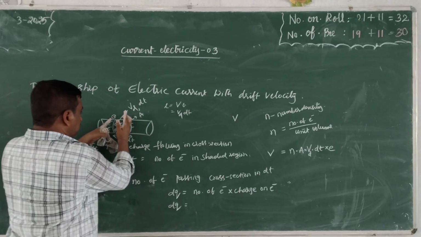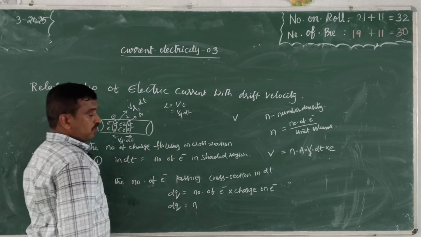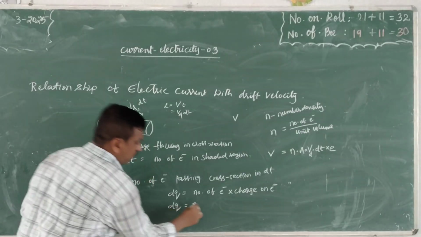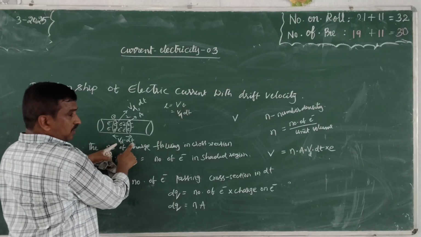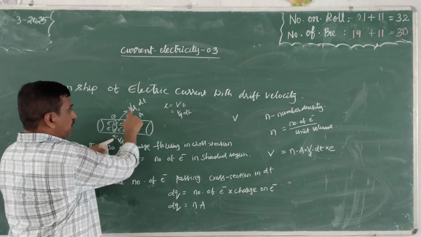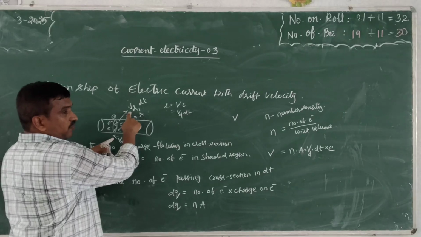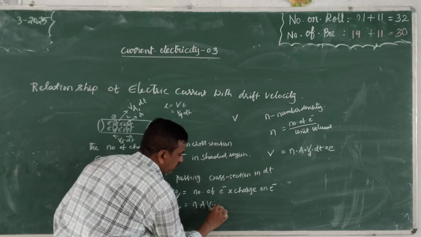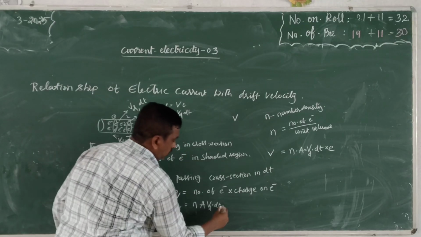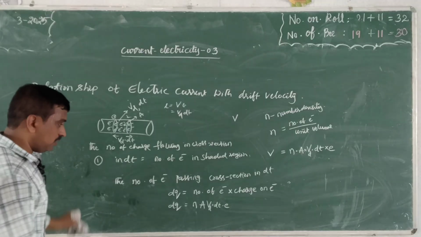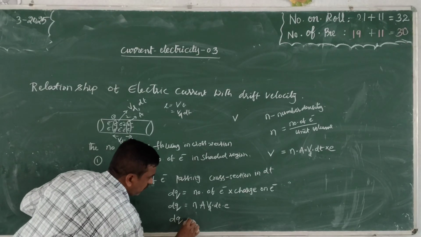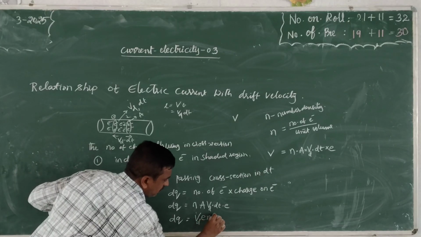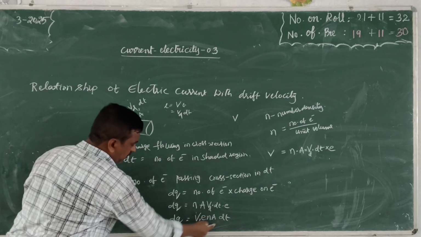So dq equals what now? The number of electrons in this region, n per unit volume. The volume is area into length. Area is A. Length is not given, but speed and time are given. Speed is drift velocity Vd, time is dt, and the charge on an electron is e. So dq equals Vd e n A into dt. Here dt moves to this side.